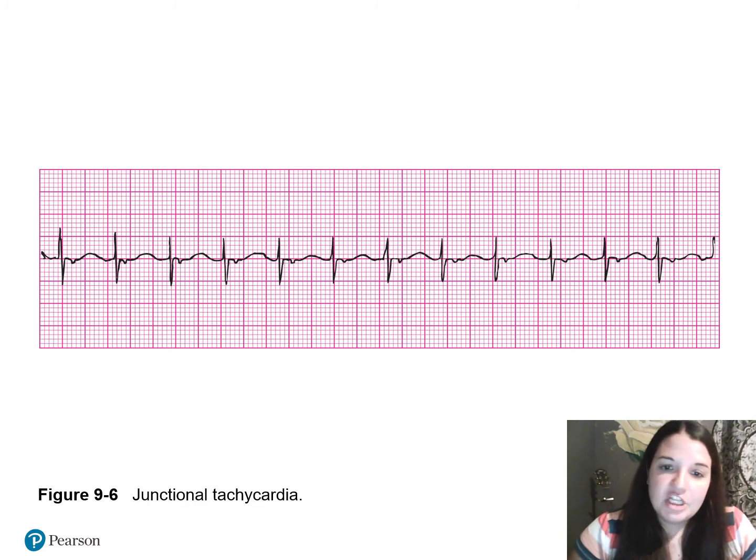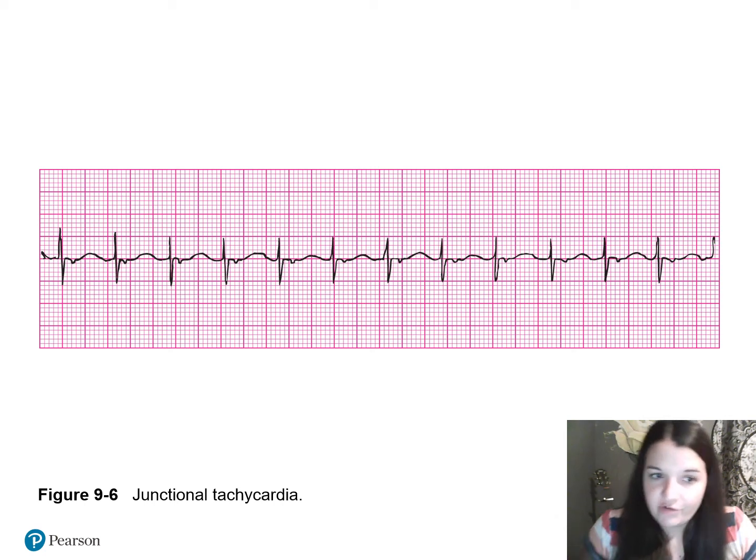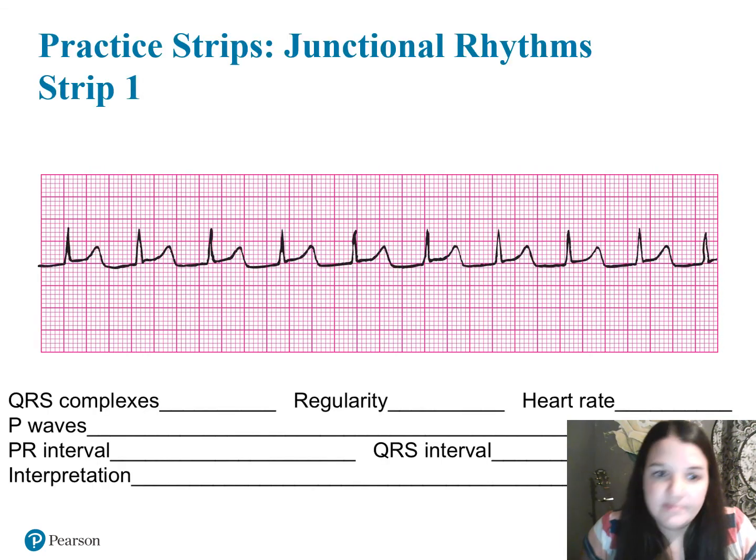And this is what it looks like. Notice your P waves are coming after your QRS and they are inverted. So where is that impulse coming from? The lower AV. Look at all your P waves coming after. And also notice your QRSs, they are narrow. That's it. That's chapter 9.